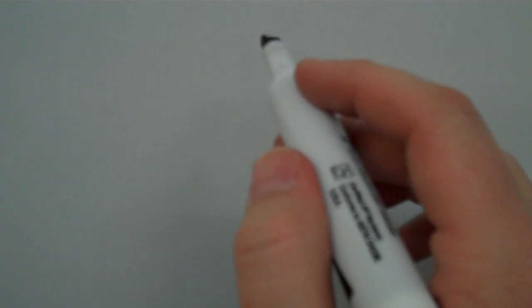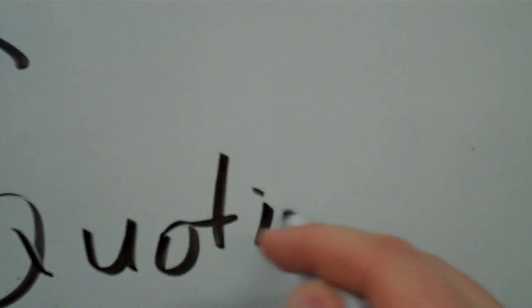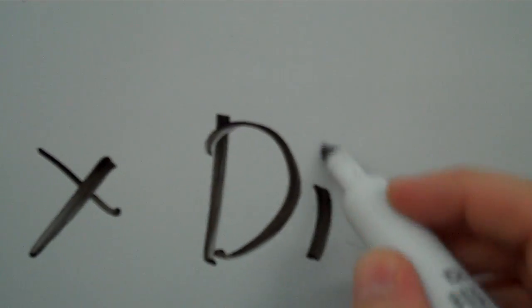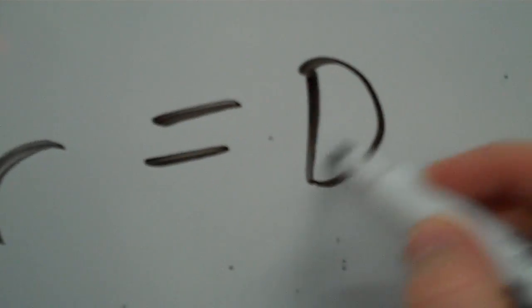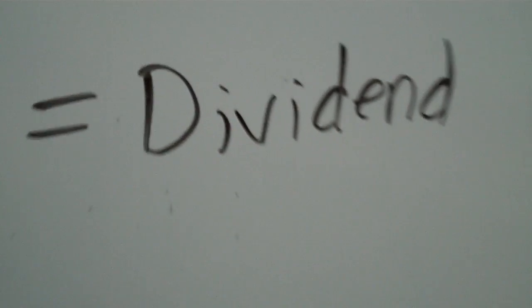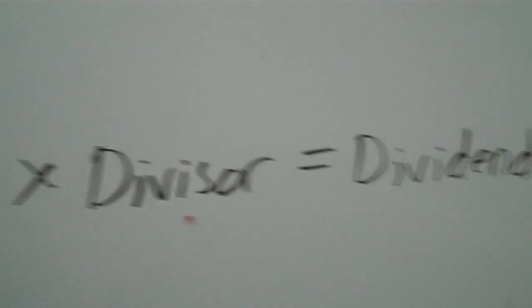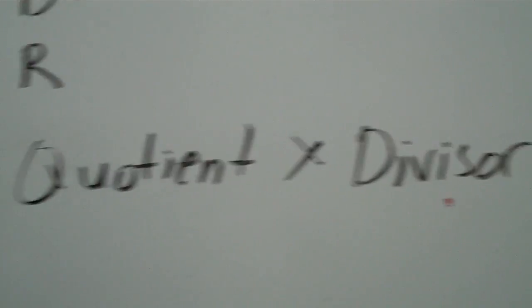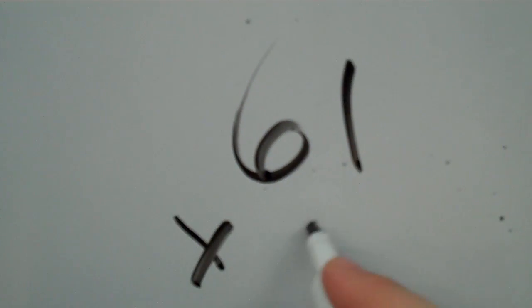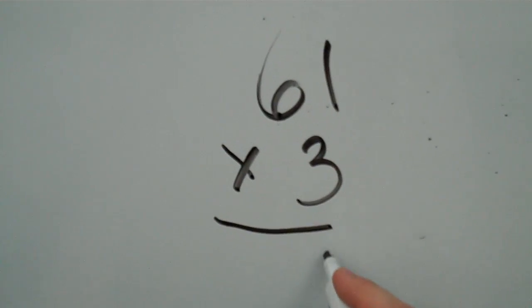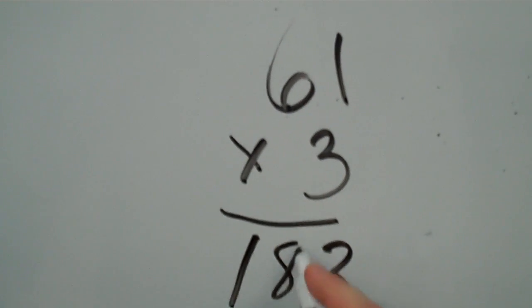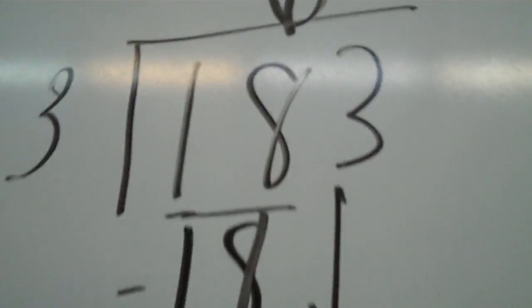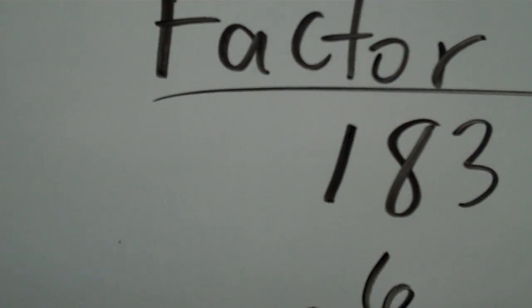You can check this by taking your quotient times your divisor, and it should equal your dividend. So let's look at that. Quotient times divisor equals dividend. In this case, the quotient we got was 61. Our divisor was 3. 3 times 1 equals 3. 3 times 6 equals 18. So 183. And if you look, our original dividend was 183. So 61 is the factor buddy for 3.